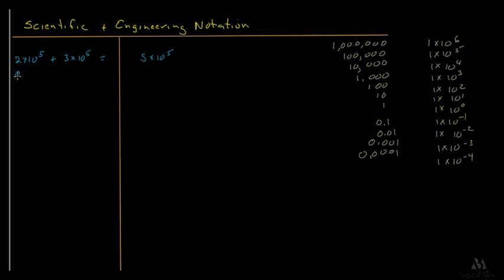Let's do this one. 8 times 10 to the 3rd minus 5 times 10 to the 3rd. And again, as long as the exponent here on the end is the same, we can simply do the subtraction. 8 minus 5 is going to be 3 times 10 to the 3rd. So if they have the same power of 10, we just do the math operation. We can do the addition, we can do the subtraction, and we don't even have to deal with the powers of 10. It just stays the same.